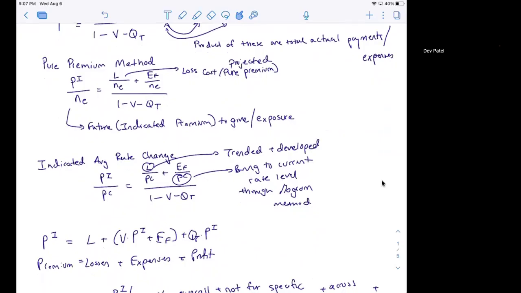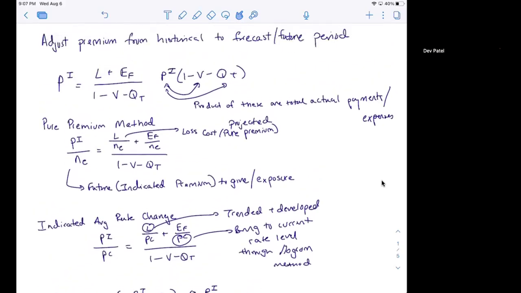So this is the new indicated premium per exposure, and that's going to equal the loss cost or the losses over the number of exposures plus the fixed expenses per exposure, over one minus the variable expense ratio minus the profit ratio. Right? And that's going to give you the indicated premium per exposure that we should have for the future, for the forecast period. Now, these losses are trended and developed. That's one thing to note.